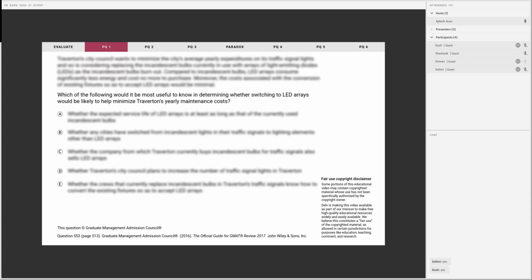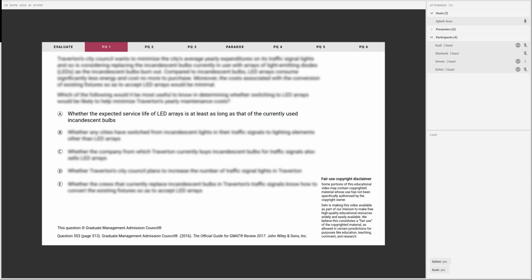Now let's take a look at the question stem. Which of the following would it be most useful to know in determining whether switching to LED arrays would be likely to help minimize Traverton's yearly maintenance costs? So, this is important for us because it tells us what we are trying to do over here. Now, let's take a look at our options.